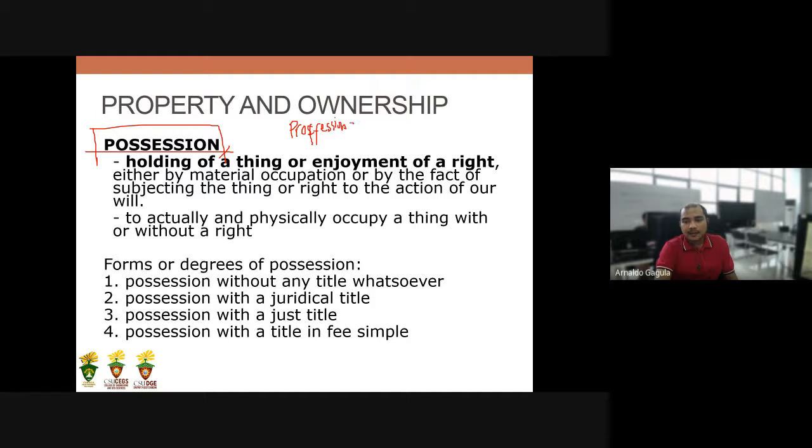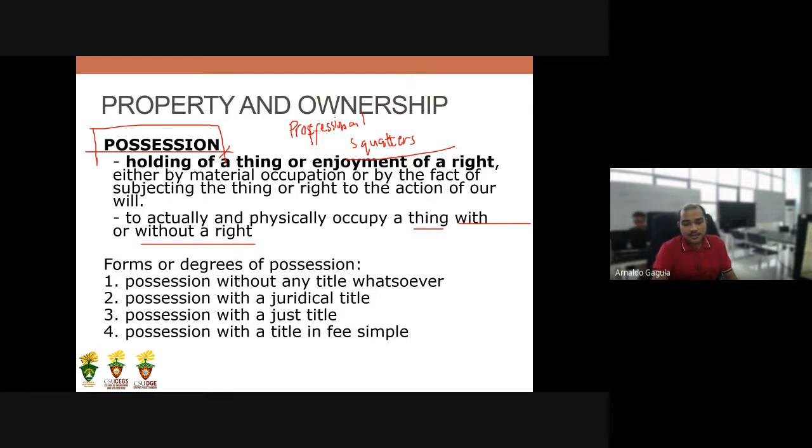Professional squatters. So from the word itself, squat, nakipuyo pa sa yuta na diliin. So, pwede niyo siya i-possess bisag with or without right na down. With or without right. So, pwede niyo siya i-possess bad possession and good possession. So, nine forms or degree of possession.